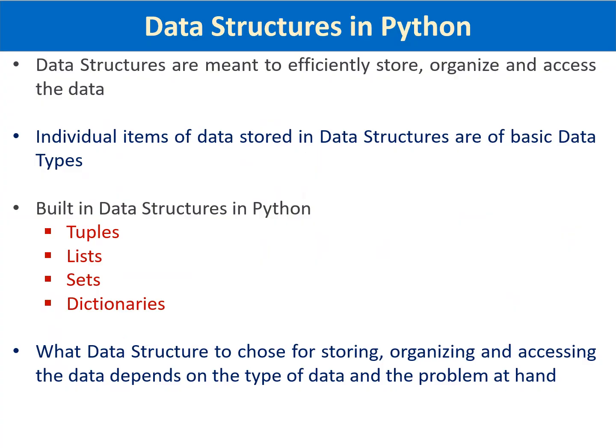We have seen about basic data types in Python. Now they are fundamental or basic data types, and they can be combined into compound data structures. Data structures are meant to efficiently store, organize, and access the data. The individual items stored in data structures belong to basic data types. They can be a combination of basic data types.